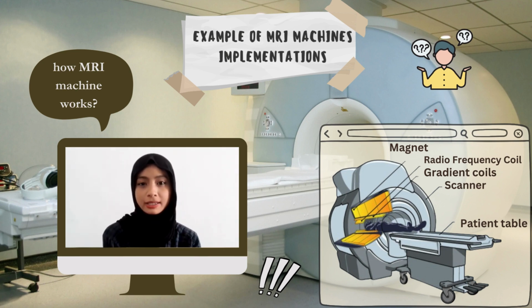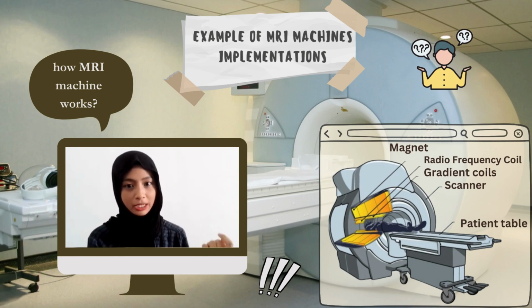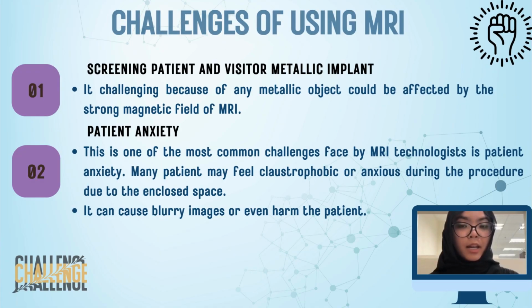What are the challenges of using MRI machines? Let's look at the next page. Challenges of using MRI. The first one is screening patients and visitors for metallic implants. It's challenging because any metallic object could be affected by the strong magnetic field of the MRI.